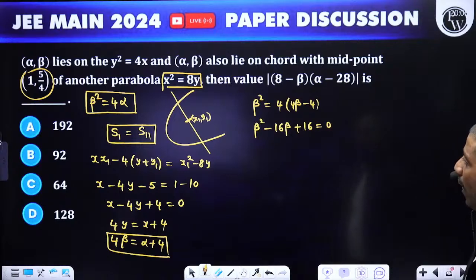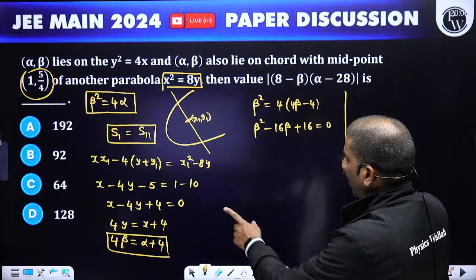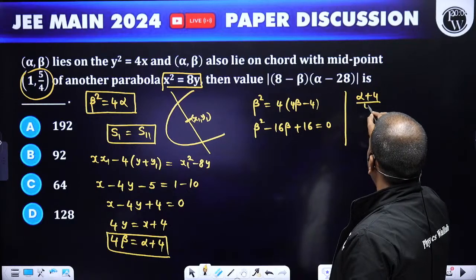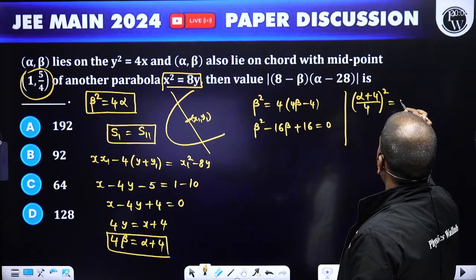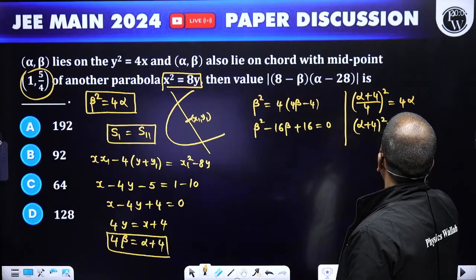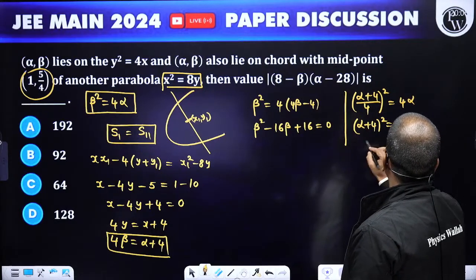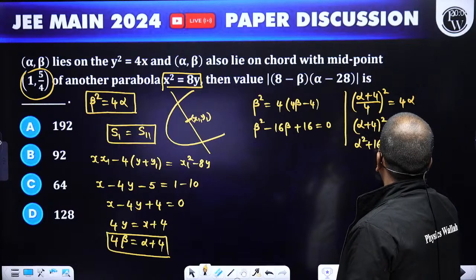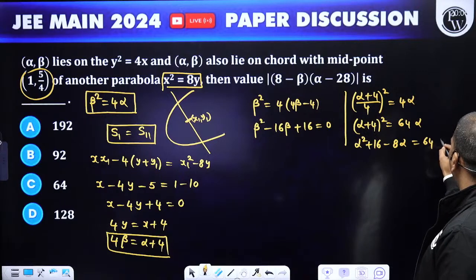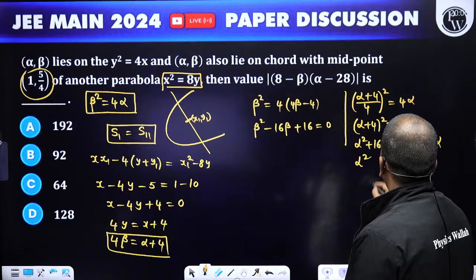If you eliminate alpha, it could be easy. Beta square is equal to 4 alpha. Beta is equal to alpha plus 4 by 4. That's the whole square, which is equal to 4 alpha. Alpha plus 4 whole square, which is equal to 64 alpha. Alpha square plus 16 plus 8 alpha is equal to 64 alpha. So alpha square 64, 8, 72 alpha.